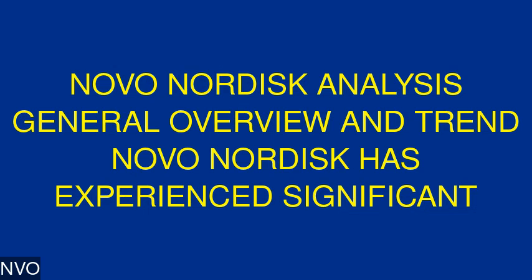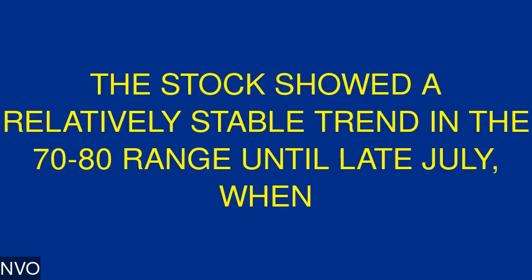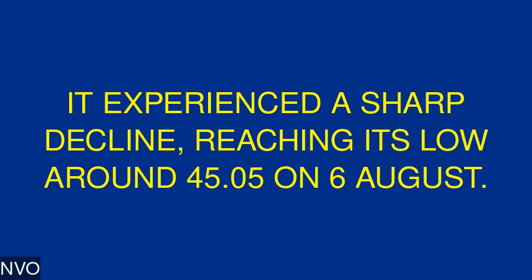NVO NVOStock Analysis: General Overview and Trend. NVO NVOStock has experienced significant volatility over the past 3 months, with prices ranging from a low of 45.05 to a high of 81.16. The stock showed a relatively stable trend in the 70 to 80 range until late July, when it experienced a sharp decline, reaching its low around 45.05 on the 6th of August.